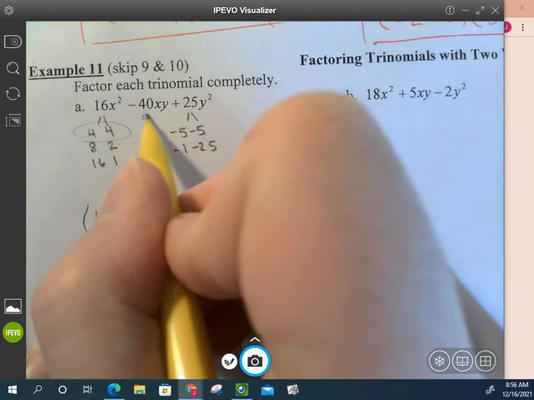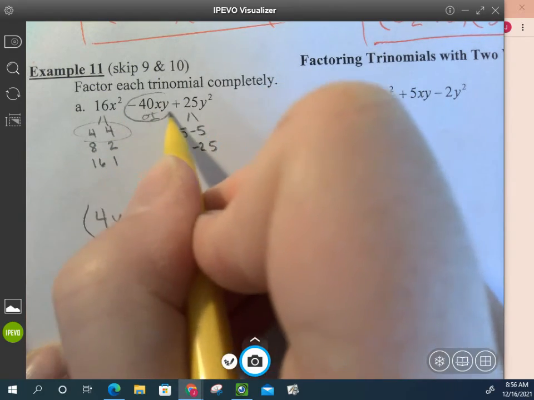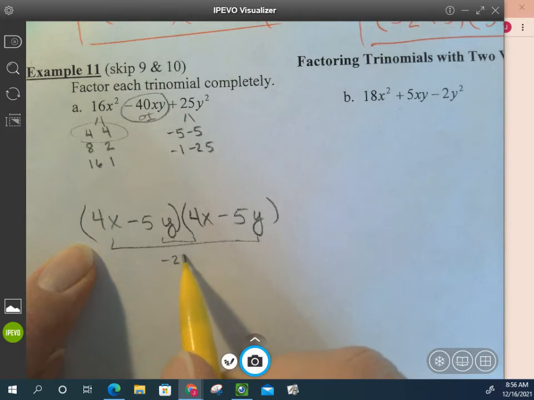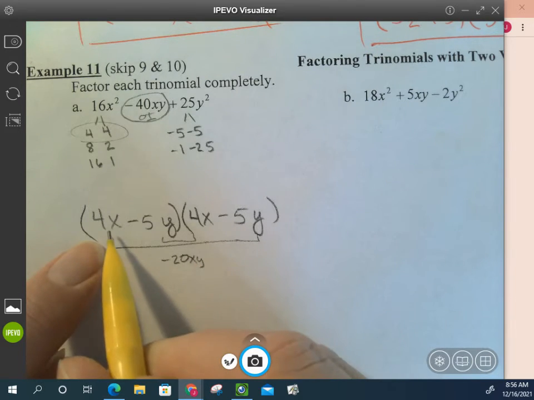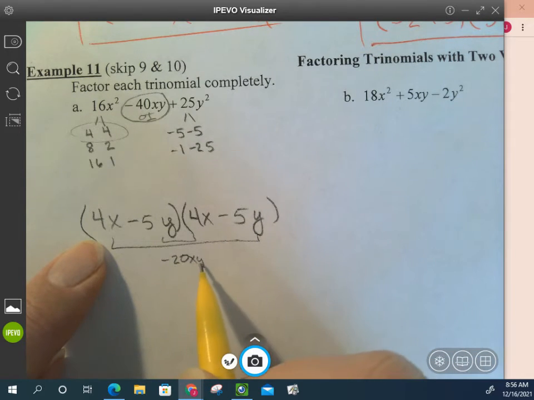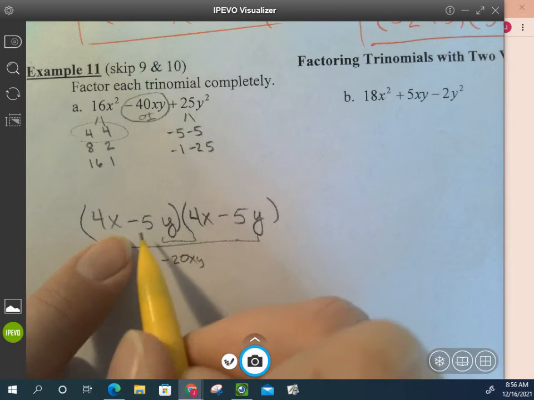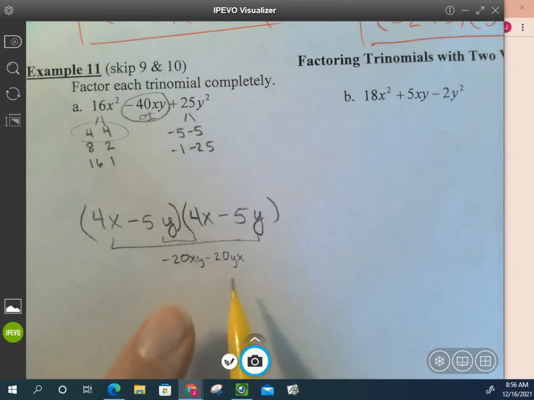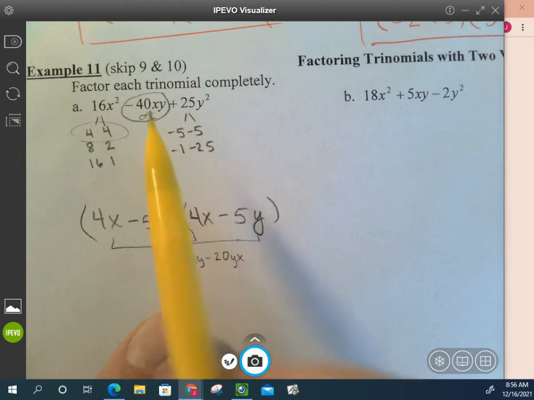What I'm really digging in to look for is, did I get the right combination? Well, the outside is a -20 with an xy, right? 4x, -5y, I got my xy. The inside is also -20 with a yx or xy. And in multiplication, the order doesn't matter. This adds up to my -40xy. So I got it on the first try.